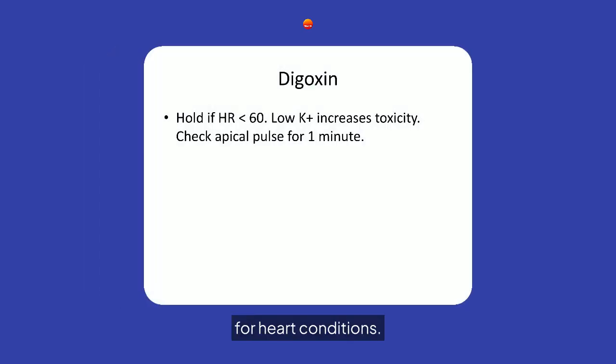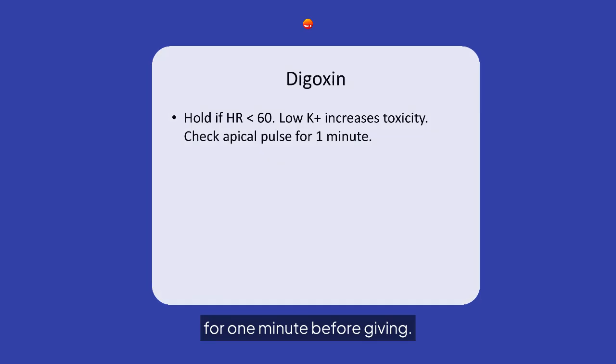Digoxin is used for heart conditions. Hold the dose if heart rate is below 60. Low potassium increases toxicity risk. Always check the apical pulse for 1 minute before giving.